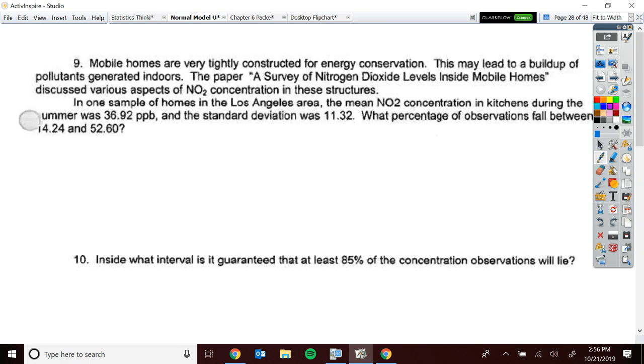Moving on to our last one here. I'm not going to have you do number 10, but we're going to do number 9. So let's go ahead and start this problem, number 9, with our good old menu of items over here on the side. Start that and fill it in.